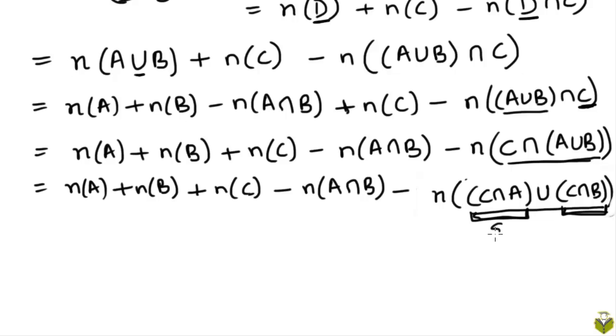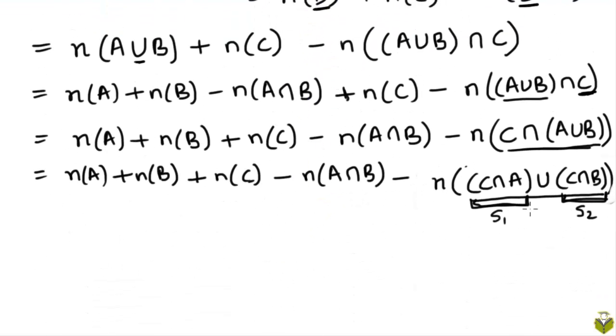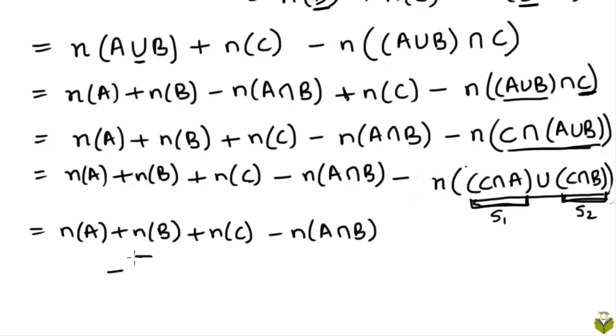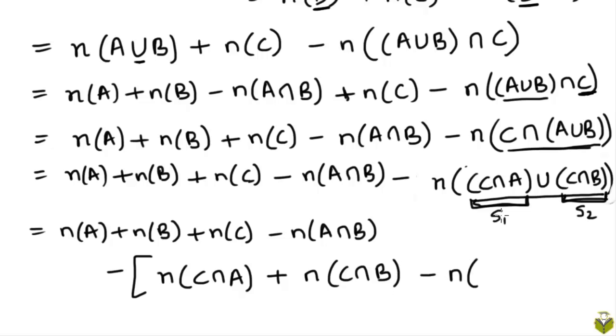So if we call this set S1, and this set S2, now we can eliminate this union operation by using the same formula. So this would be the number of elements in S1 union S2, which can be written as the number of elements in S1 plus the number of elements in S2 minus the number of elements in S1 intersected with S2. These terms won't change. Now we're going to replace the number of elements in S1 union S2 with the number of elements in S1, which is C intersected with A, plus the number of elements in S2, which is C intersected with B, minus the number of elements in S1 intersected with S2.